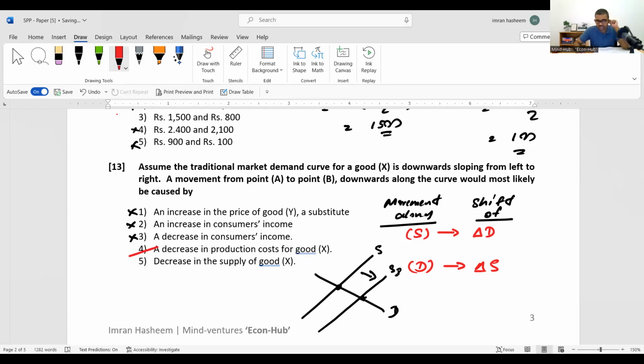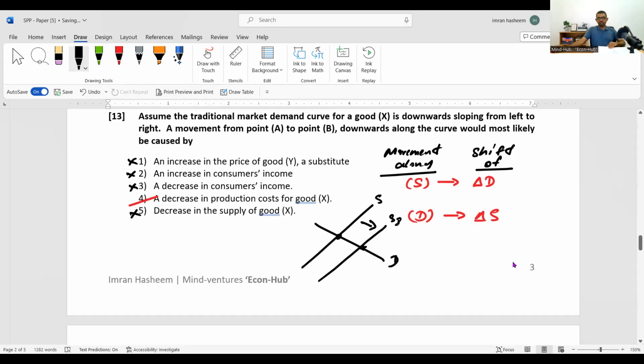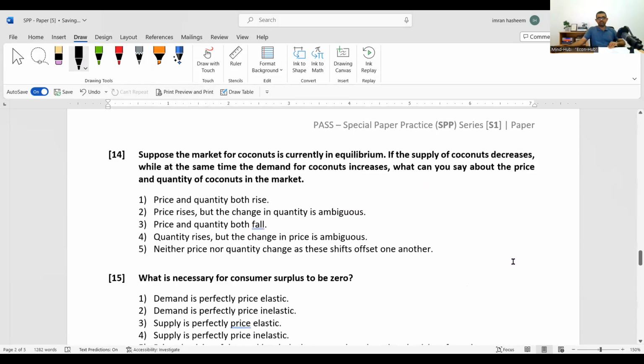Number 5, decrease in the supply of the good, no. Then the price movement will be upwards along the demand curve, not downwards. Correct answer number 4. Think, apply, you will figure it out. Be confident, but do the work.